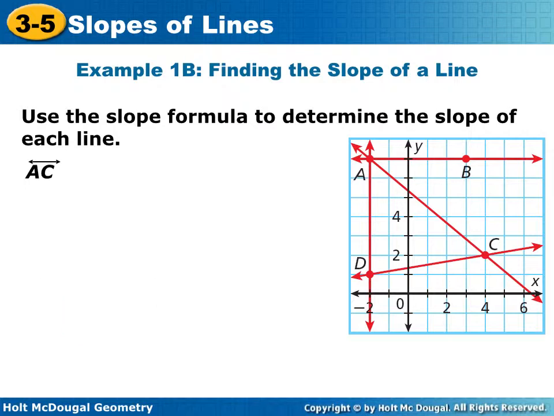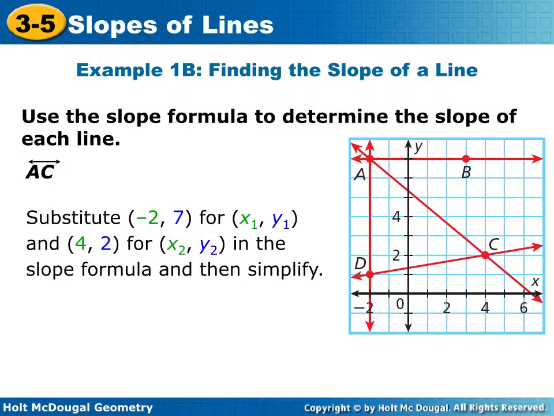All right, let's try to find the slope of A to C. Well, we already know that A is located at negative 2 comma 7. C is located at 4 comma 2. So let's take the y value of 7 minus 2, which is 5. That's the numerator. And let's take negative 2 minus 4. That's negative 6. That's the denominator. So we should get, I believe, negative 5/6.